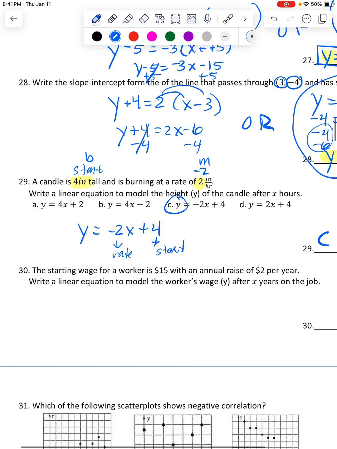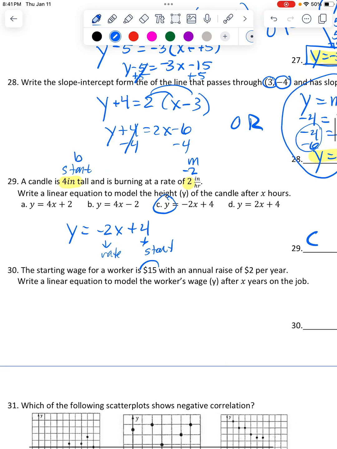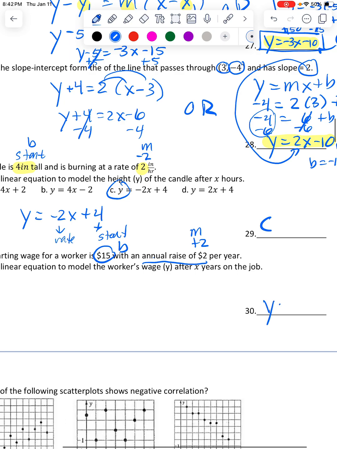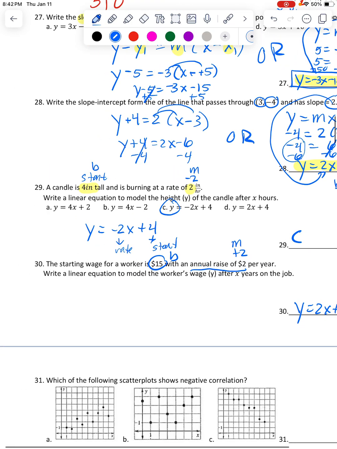And then the last one for tonight, the starting wage, so that's going to be your b, because you're starting at that value. Annual raise, so that's going to be going up by 2 as your m value. So write the linear model: wage after x years. Okay, so you will make 2x plus 15 because you started with 15 and you go up by 2. So that's going to be just the first 30. Hopefully that helps you get a good start.